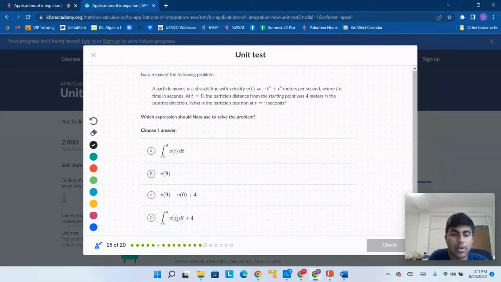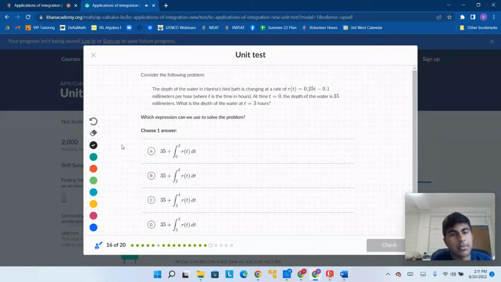This expression also has that, and this one has the initial 4, right? So you have to add the initial plus the change, and you get that accumulation. So that one is correct. These two aren't correct since they just mess with velocity, not position. And we can keep going.